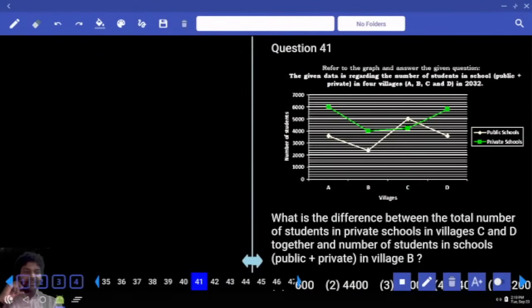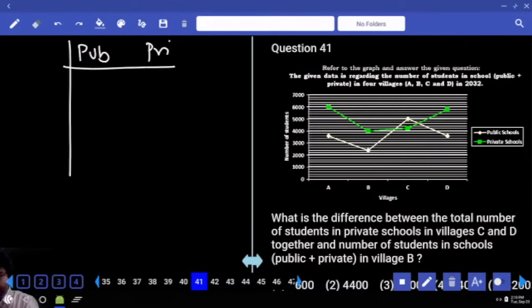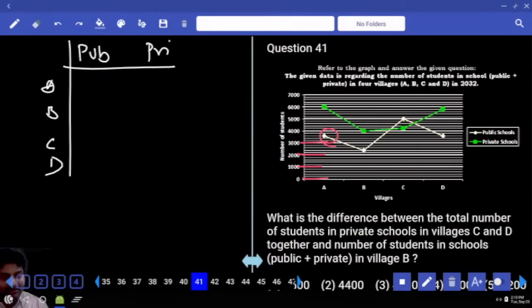The given data is regarding number of students in school, public and private, in 4 villages A, B, C, D in 2032. One is public and then private. Villages A, B, C, D. First is public. Diamond in shape. 0, 1000, 2000, 3000, 1000 gap and 5 lines are there. Each line 200.